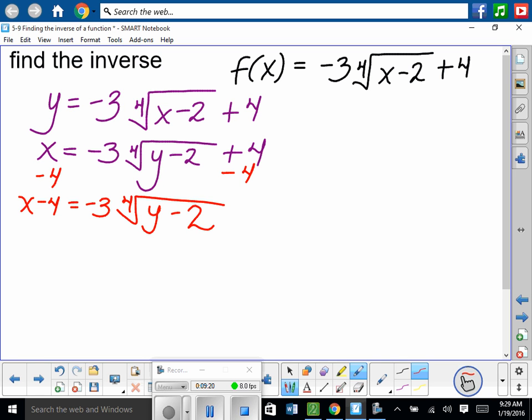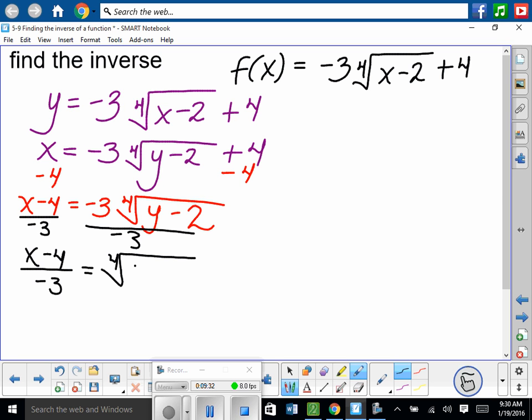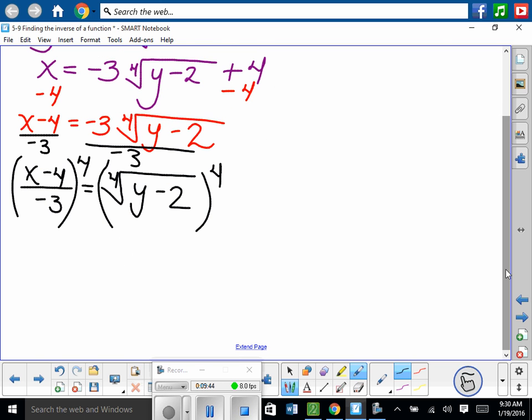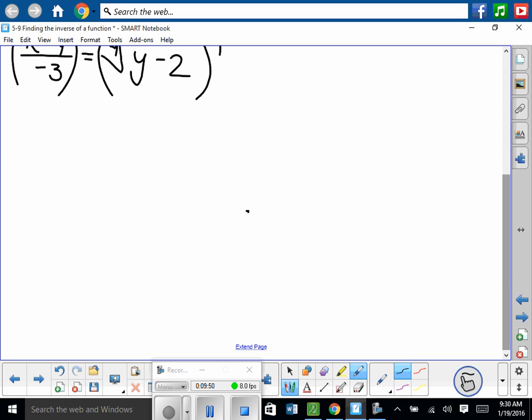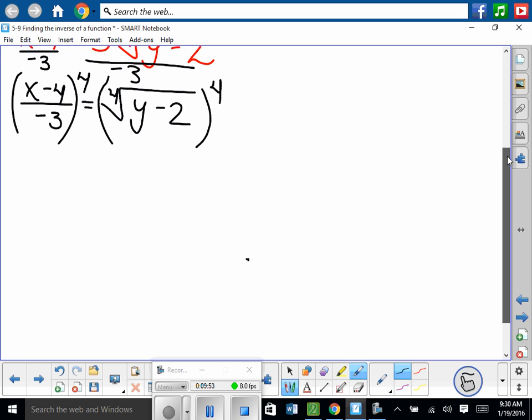Good. You have to isolate the radical first. So we're going to divide both sides by, good, negative 3. So we have x minus 4 divided by negative 3 is equal to the 4th root of y minus 2. How do you undo the 4th root? Raise it to the 4th power. Good. Struggling a smidge. Okay, so let's just write it like this. So we have x minus 4 over negative 3 raised to the fourth, and that's equal to y minus 2, because our root cancels out with our power.